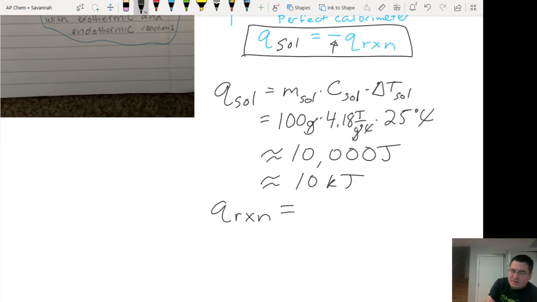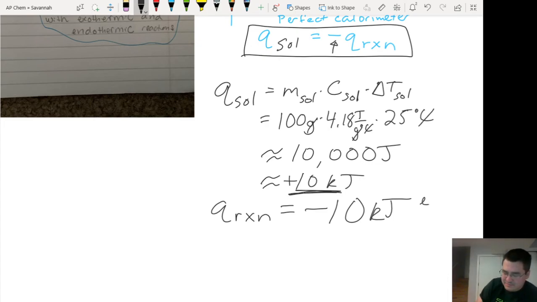So that's what the water absorbed. Then what did the reaction do? It's not gaining, it's losing. Correct. So it's exothermic? Correct. So that's why we make it the opposite sign. Because the solution gained 10 kilojoules, that means the reaction had to lose 10 kilojoules. So negative is exothermic, right? Yeah. So this reaction is exothermic.